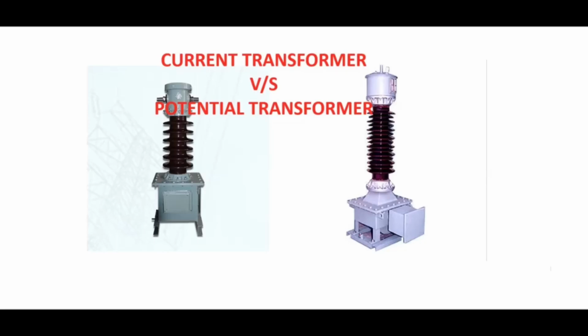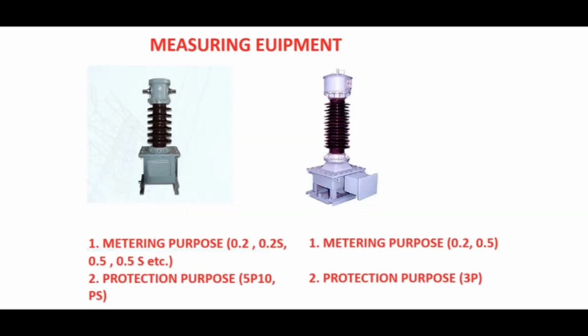Today I will discuss the key differences between a current transformer, that is CT, versus a PT, that is the potential transformer, which are used in a substation. Basically both PT and CT are measuring equipment. We cannot directly measure the primary current and primary voltage.